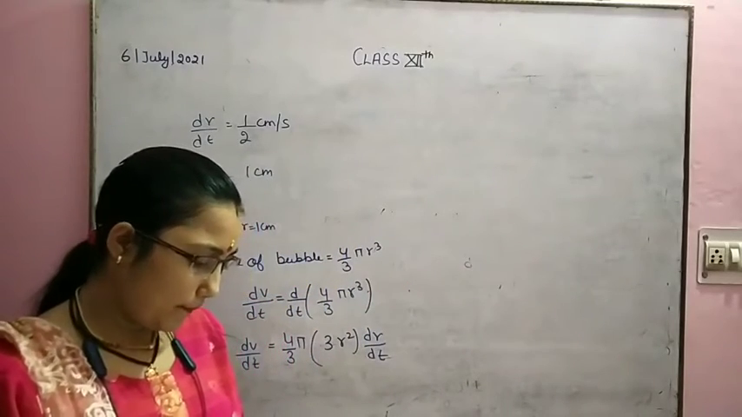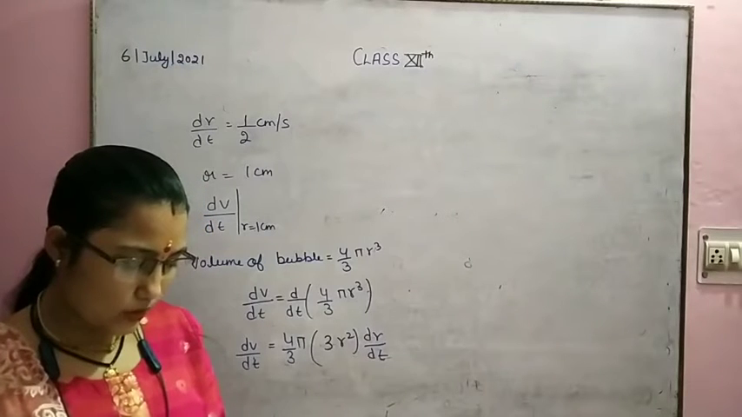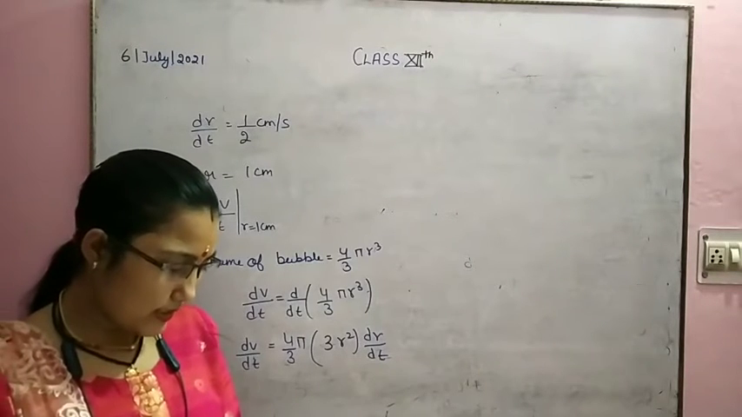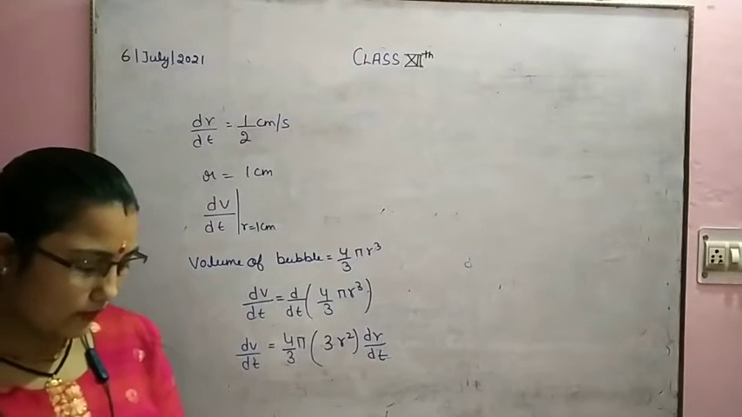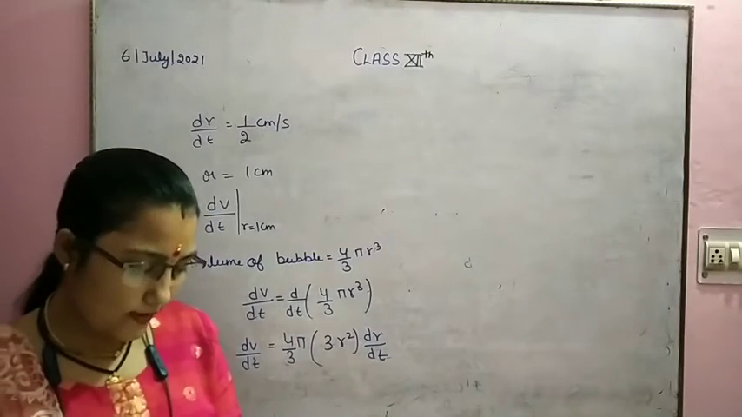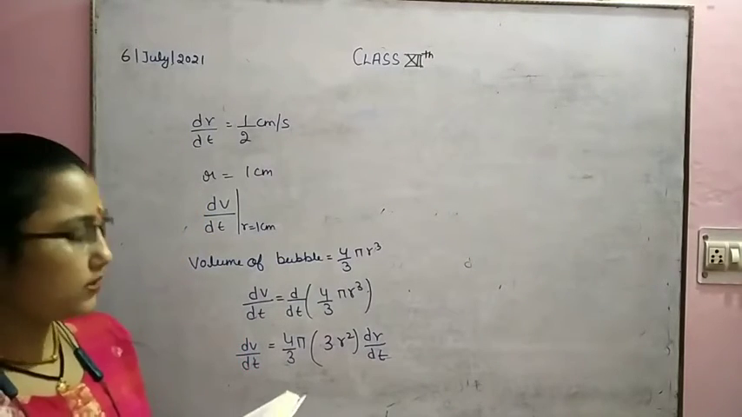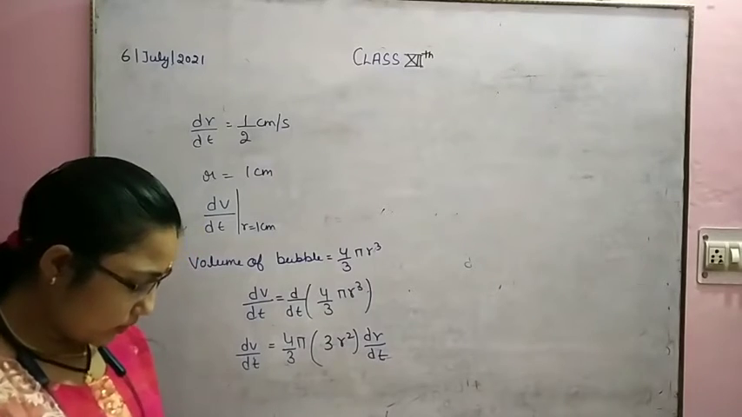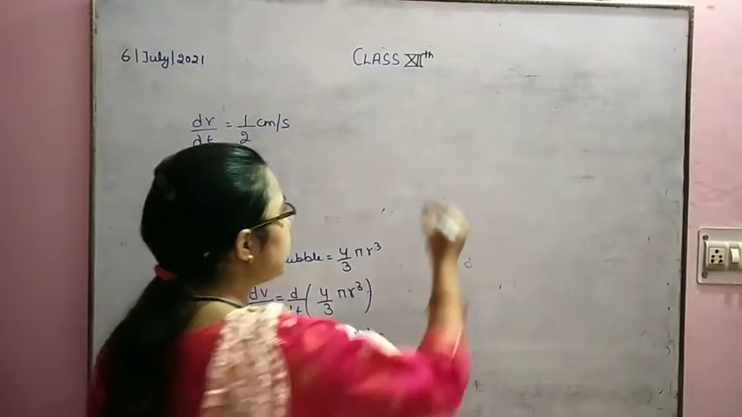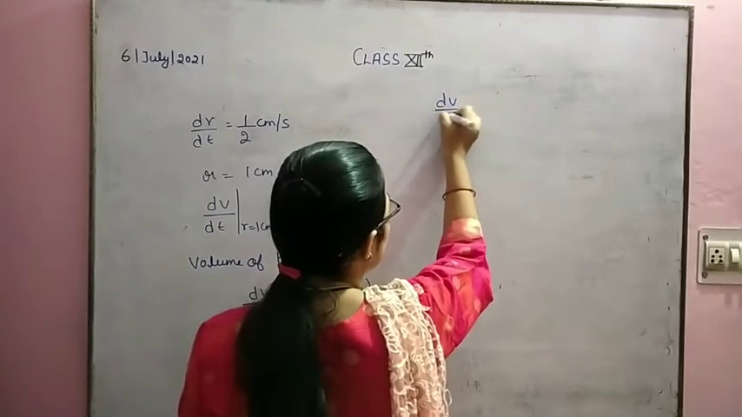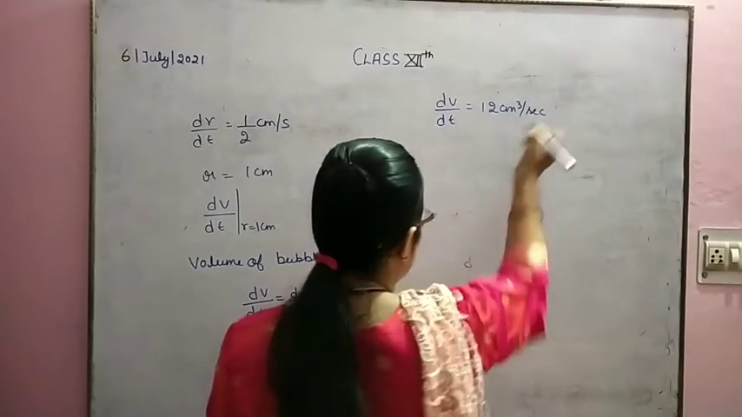Sand is pouring from a pipe at the rate of 12 centimeter cube per second. The falling sand forms a cone on the ground in such a way that the height of the cone is always 1/6 of the radius of the base. How fast is the height of the sand cone increasing when the height is 4 centimeter? So firstly we have to write down the given information. The first information which we have is the rate of change of volume. This is 12 centimeter cube per second.